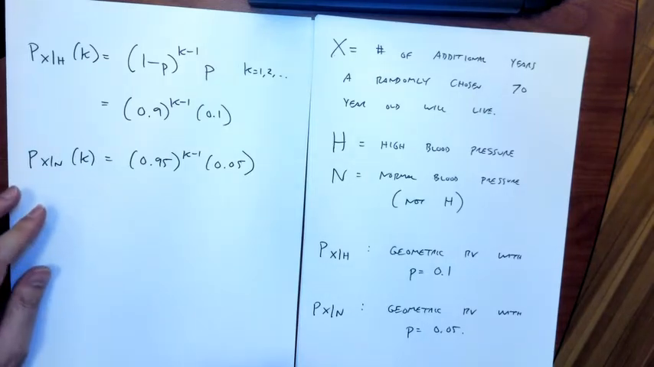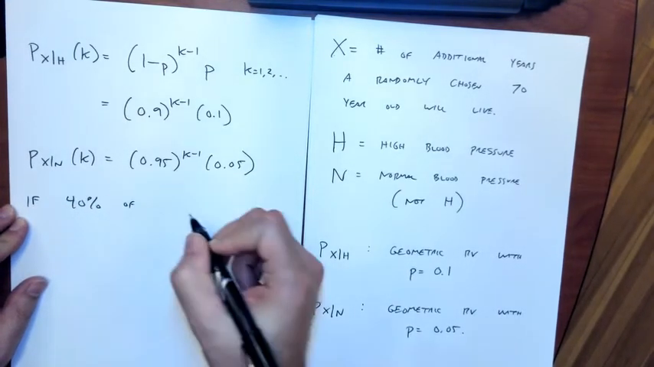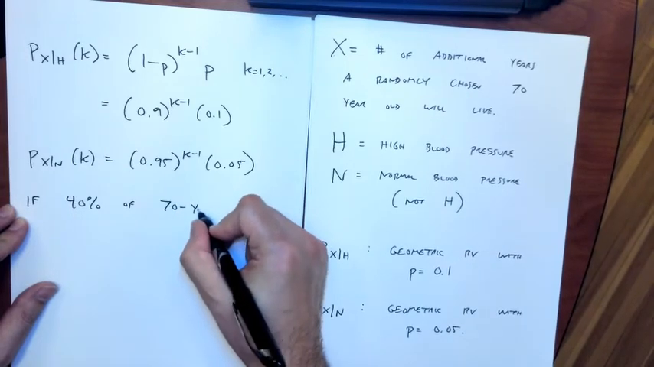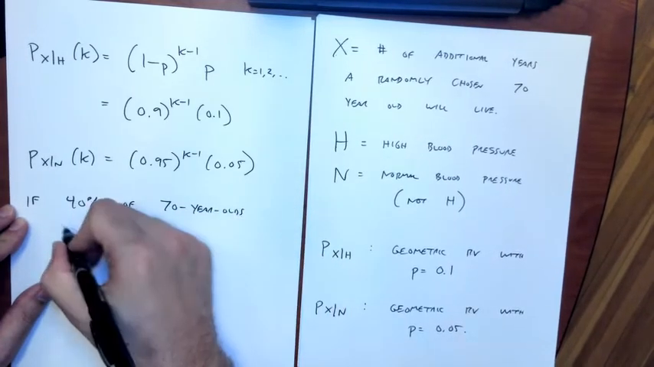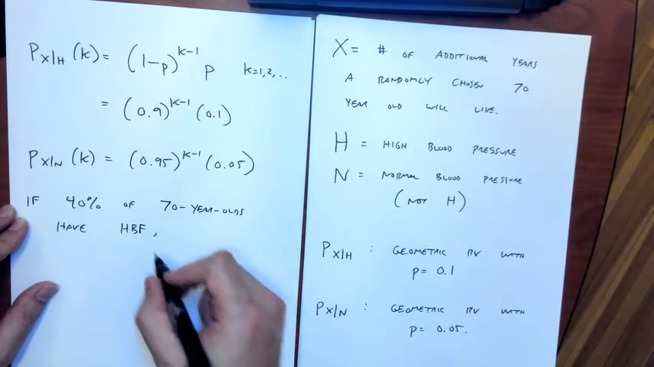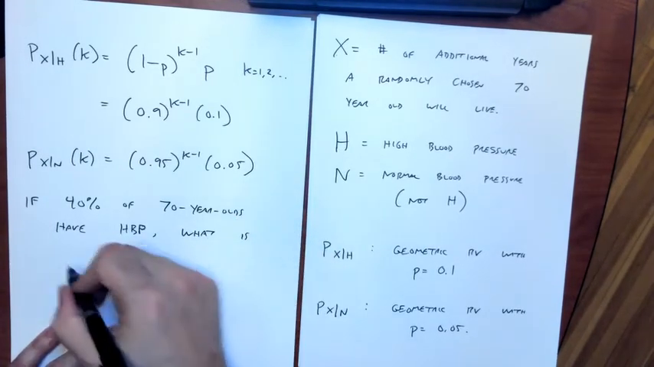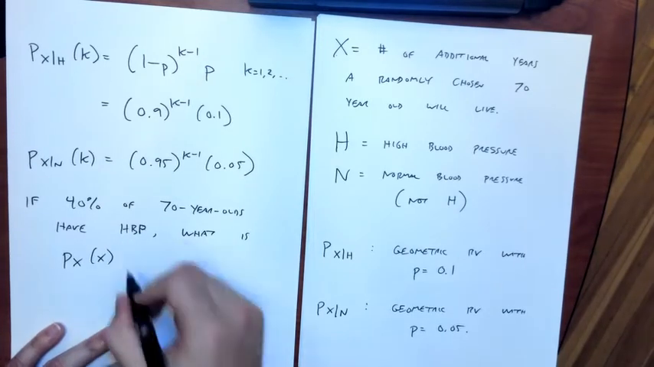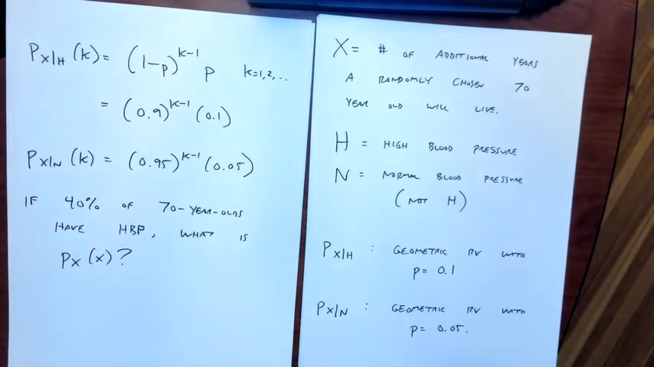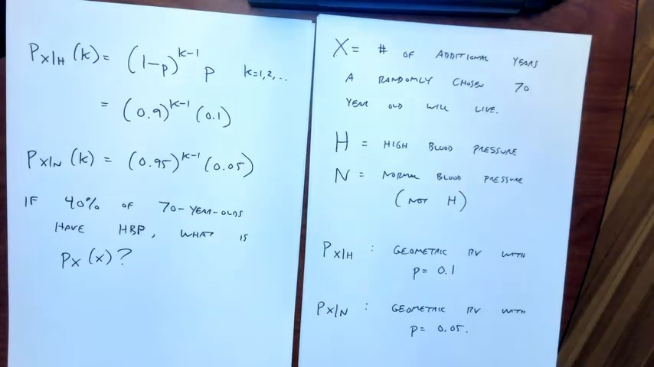Okay. And now I can say something like, if 40% of 70-year-olds have high blood pressure, what is the PMF of X overall, right? So over the whole population, if I pick someone random, how many more years do I expect them to live? That's going to be a weighted combination of these two PMFs that I'm given, right?